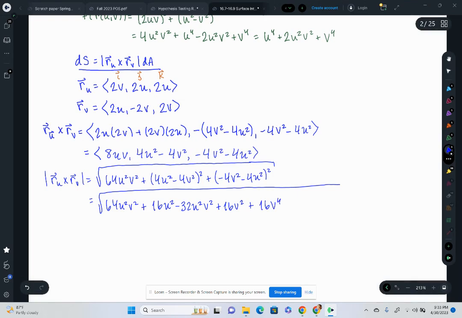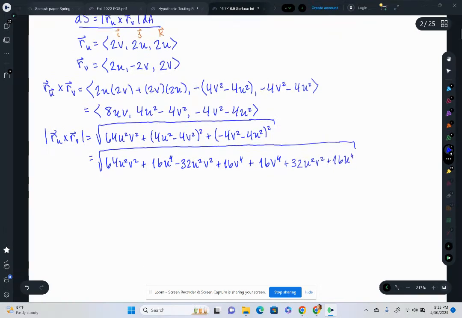You know what? Hold on. I squared my 4u squared. I should have gotten 16u to the fourth. And I squared my 4v squared, and I should have gotten 16v to the fourth. Phew, I'm glad I caught that now. So I've squared my minus 4v squared, and I got 16v to the fourth, which is good. Negative 4 times negative 4 is 16 times 2 is plus 32u squared v squared, and then plus 16u to the fourth.